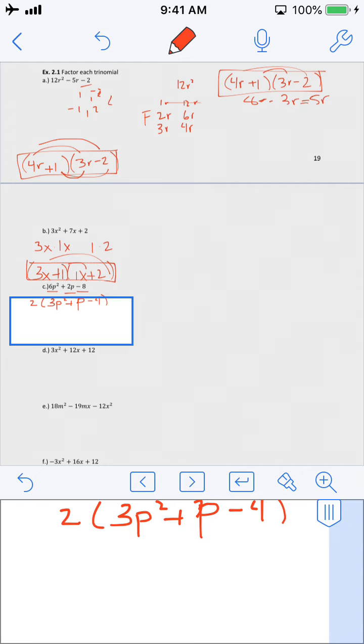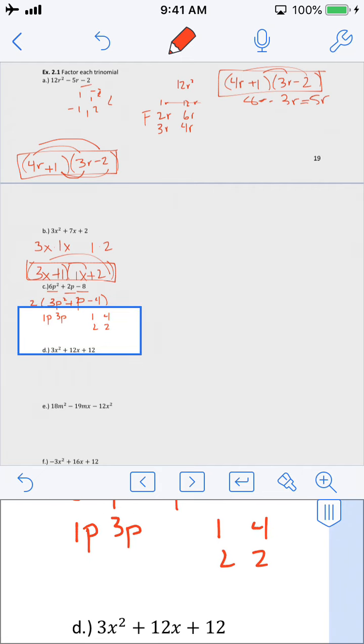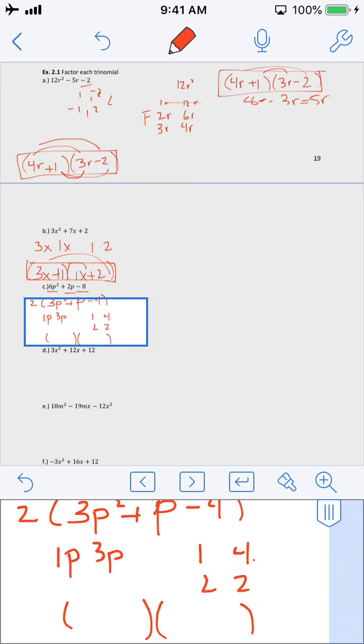So now I'm here. 1p times 3p, my only options. 1 times 4, 2 times 2, my only options there. What combination is going to add to 1? Let's see. 3 and 4 give me 12, don't want that. Probably some combination of 2's. Oh, there's a negative in there. Okay, so one of these has negatives on it.